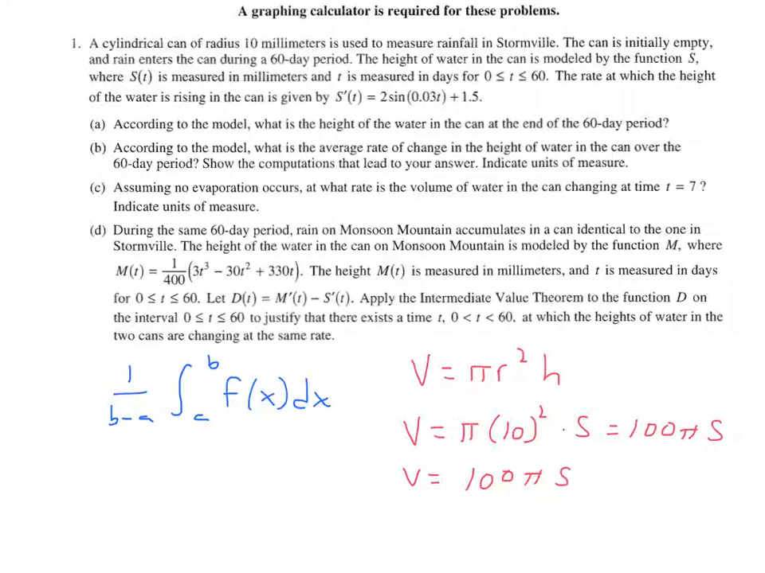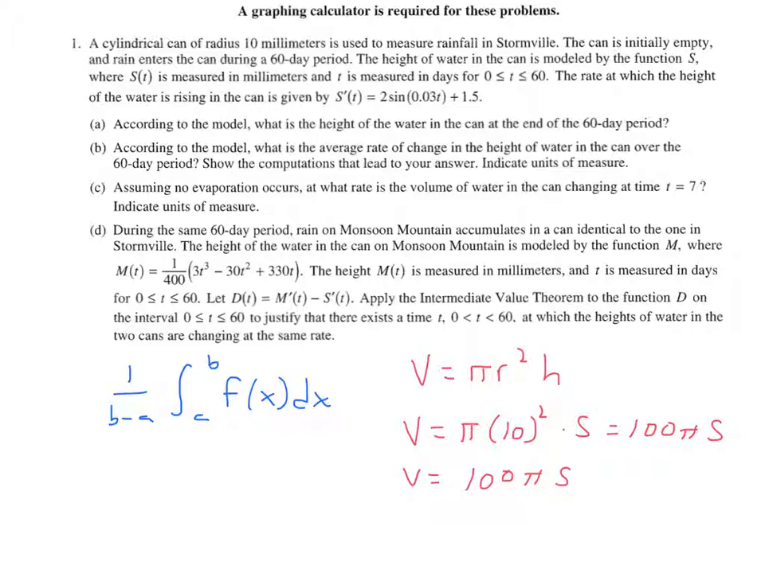Now, they want you to apply the intermediate value theorem to the function d to show that there exists a time between 0 and 60 at which the heights of the water of the two cans are changing at the same rate. Please notice here that they did not ask you to find what that time is. They just want you to apply the intermediate value theorem to show that there must be a time where the two heights are changing at the same rate.